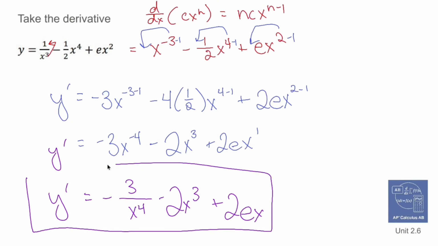Power rule, baby. I love the power rule. It's so bad. It's from a movie called The Wizard. He says power glove, though.